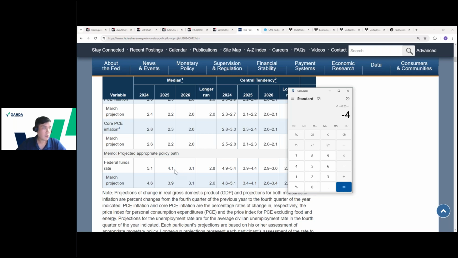So what they did over here, what it means, they implied that by the end of 2025 they will have 4 rate cuts, which is 1 rate cut higher than the previous projection. And from 25 to 26, they still maintain 3 cuts each. So it seems to us that, based on the Fed funds rate implied projection, the Federal Reserve officials are much more comfortable being more dovish in 2025.